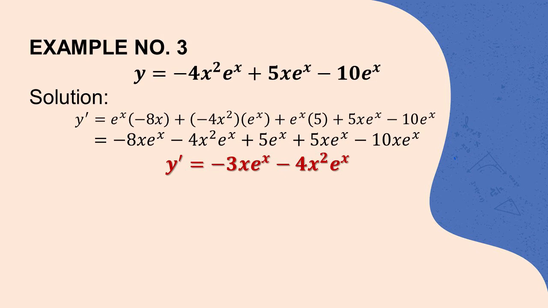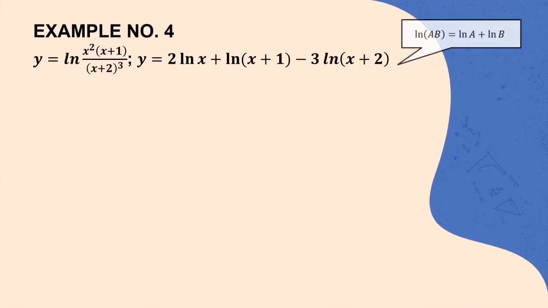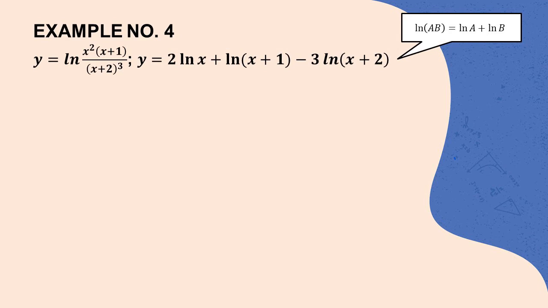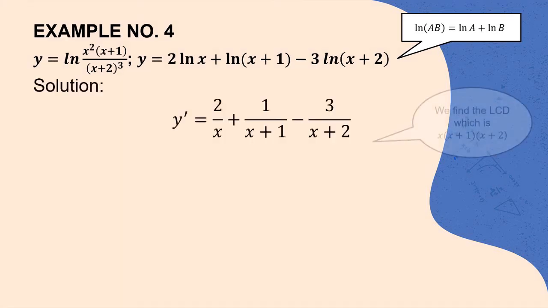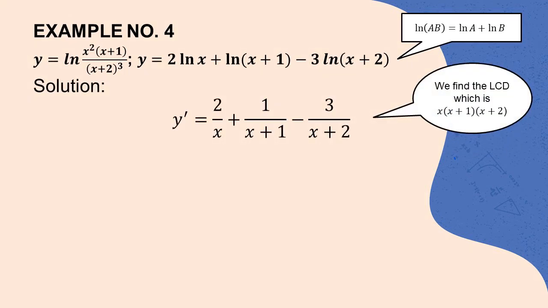Example number 4 is y equals ln of x squared times quantity x plus 1 all over quantity x plus 2 raised to 3. Using the properties of logarithmic functions, we rewrite it into y equals 2 ln x plus ln of quantity x plus 1 minus 3 ln of quantity x plus 2. So for the solution, we have y prime equals 2 over x plus 1 over x plus 1 minus 3 over x plus 2.